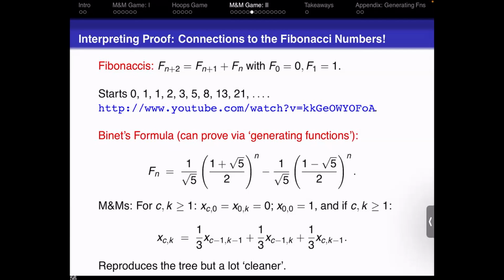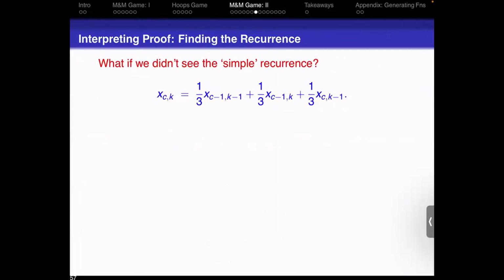X_CK is 1/3 X_(C-1)(K-1) plus 1/3 X_(C-1)K plus 1/3 X_C(K-1). Each of these options happens 1/3 of the time. We have a recurrence relation. So rather than doing that flow chart, you could set up an Excel spreadsheet or a little computer program to calculate stuff like this. It's a clean way of reproducing the tree.